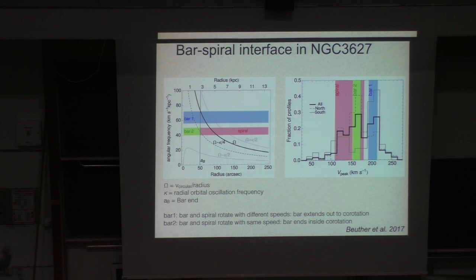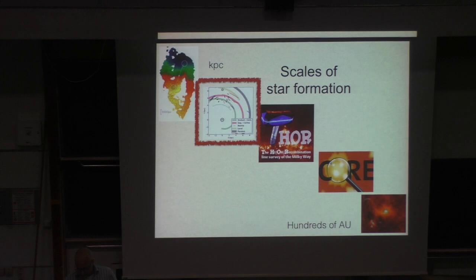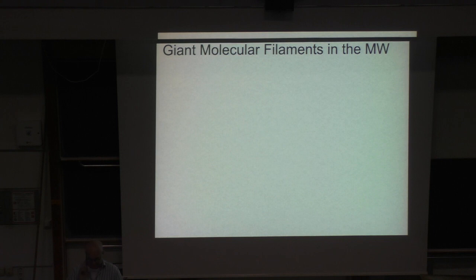So from these plausibility arguments between NGC 3627 and our Milky Way, let's now move into the Milky Way and look at where the largest structures are. The largest structures in the Milky Way, one could call giant molecular clouds. We were looking more for elongated structures, so in our nomenclature, they are giant molecular filaments. So how can we find them and what is the structure? Let's have a look at that.